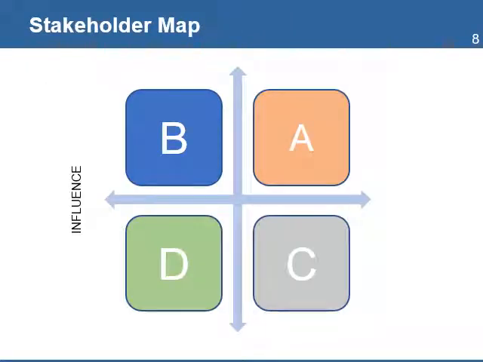The stakeholder map is a simple 2x2 matrix that helps identify the category for each stakeholder organized by the levels of influence and the levels of interest. There are 4 categories: A, B, C, and D.